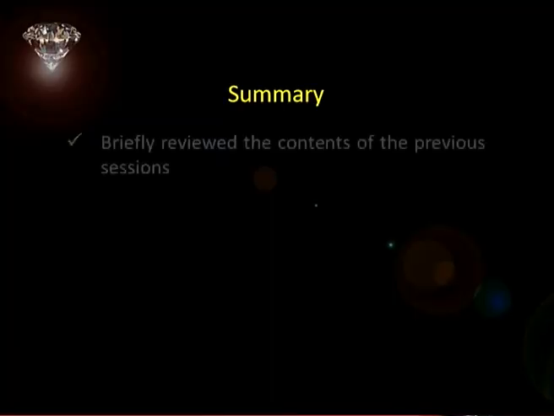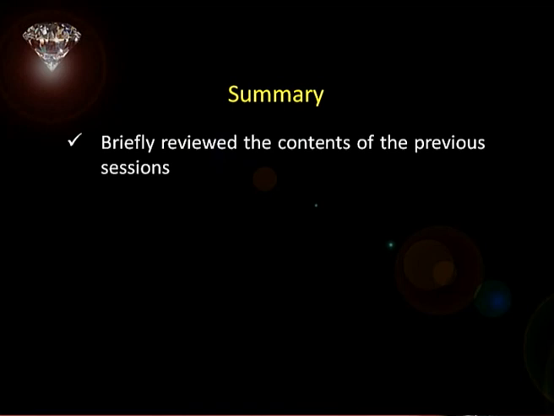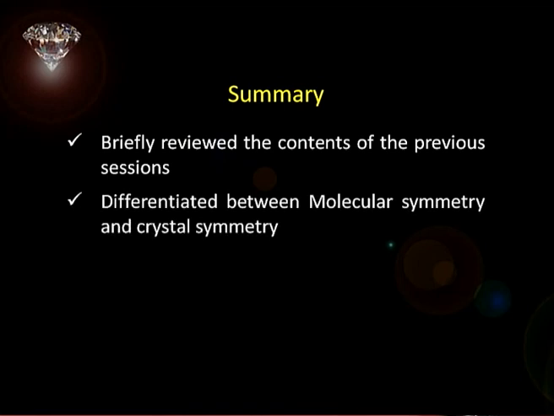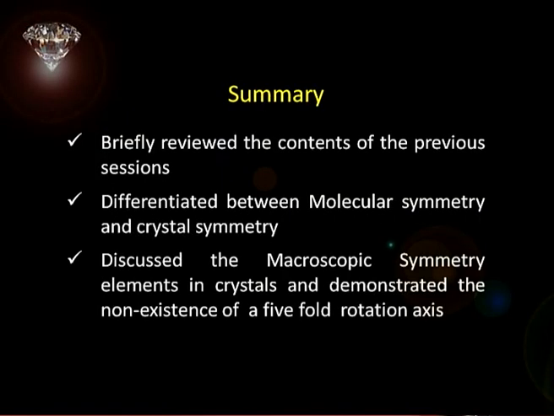Now, let us sum up what we have done today. We briefly reviewed the contents of the previous sessions. Thereafter, we differentiated between molecular symmetry and crystal symmetry. That means, we highlighted that in case of crystals we have an additional component of translation symmetry, because of which new symmetry operations come into the picture, and they happen to be the screw rotations and the glides. Thereafter, we discussed the macroscopic symmetry elements in crystals and demonstrated the non-existence of a 5-fold rotation, because we did a small derivation to demonstrate that.